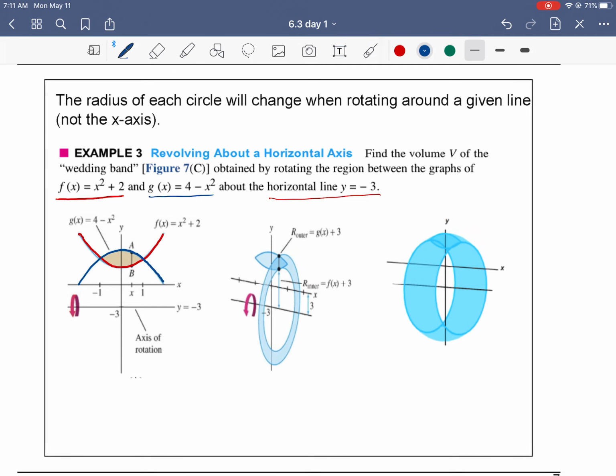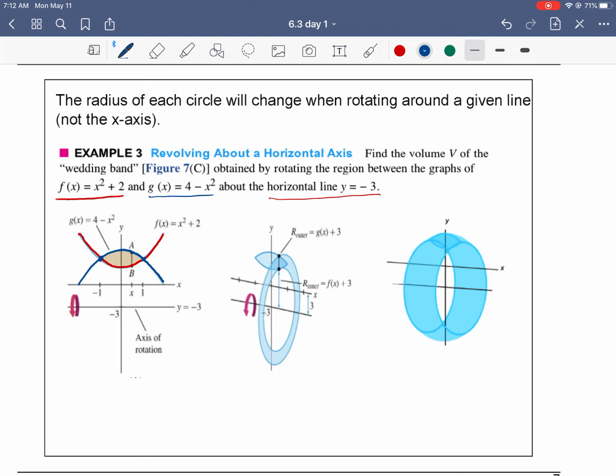In this case, we don't have domain restriction or limits of integration because these intersect. If it wasn't clear that they already intersected at -1 and 1, we would have to set them equal to each other and solve for those intersecting points, or go to the graphing calculator and find them. But here, the graph shows us it's -1 and 1. And now the other key is that we are not rotating it about the x-axis, we're rotating it about -3.